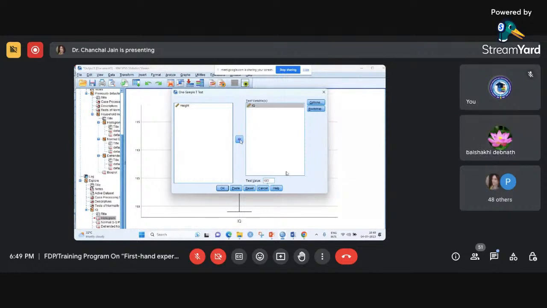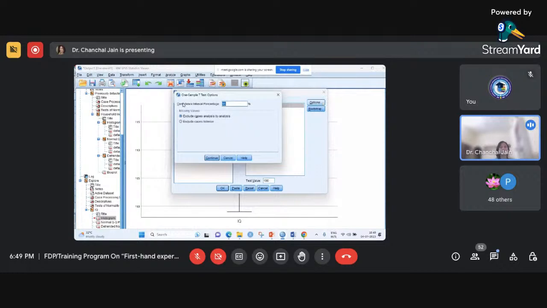Yes, ma'am. Then go to the options. Although you do not need to do anything here, you only need to check the confidence interval percentage. It is 95%. 95% confidence interval means 5% level of significance, right? If you want to make it 90% or 99%, you can change it here. But I am okay with 95%. I want to check my hypothesis at 5% level of significance. So that is why I'm going with this. And with this, I am pressing continue.